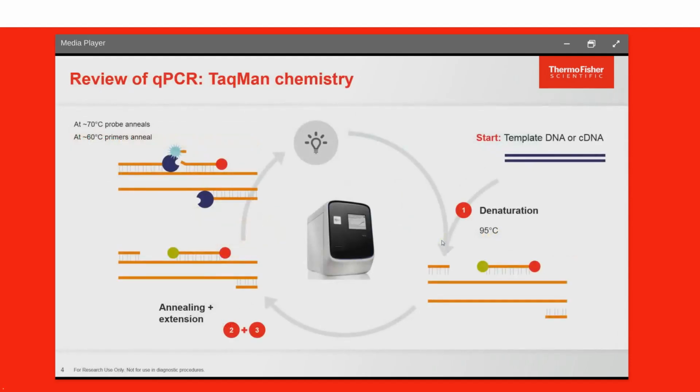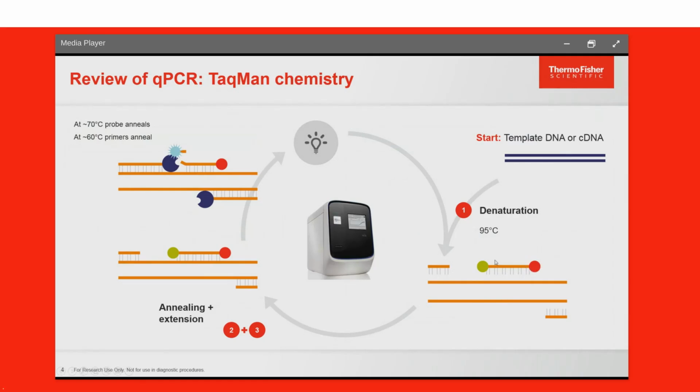To zoom out just a bit and look at how this works in the context of a real-time PCR reaction, you'll always start with some sort of template nucleic acid, whether it be DNA or cDNA. You'll start your PCR at high temperature so that you denature your nucleic acid so that it's single-stranded, as shown here. At high temperature at 95 degrees, your primers, shown here and here, will not have yet annealed. Your probe also will not have yet annealed.